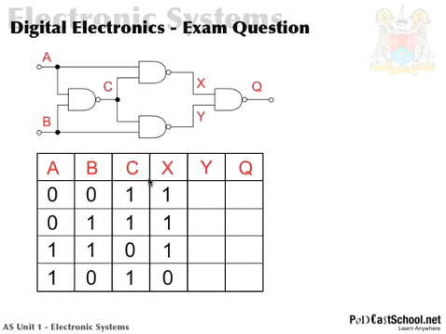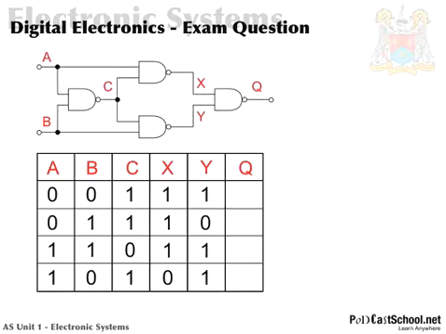Now all we've got to do is get Y. So for Y, we're looking at B and C. So it's these two columns we're looking at this time. So a 0 and a 1 will give us a 1. A 1 and a 1 will give us a 0. A 1 and a 1, again, will give us a 0, and a 1 and a 0 will give us a 1. And a 0 and a 1 will give us a 1. Okay, again, just using the basic NAND truth table to work that out.